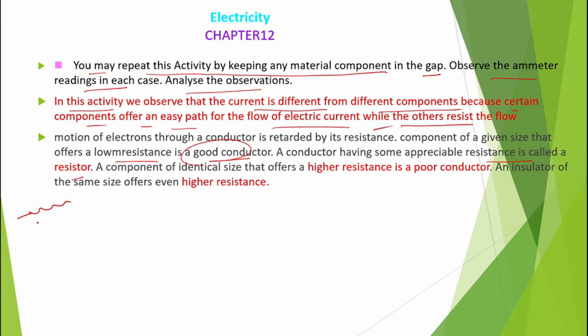So this one has more resistance, so this is called a resistor. A component of identical size that offers a higher resistance is a poor conductor. If the resistance is still more, that is called a poor conductor. An insulator of the same size offers a higher resistance. Insulators have high resistances.